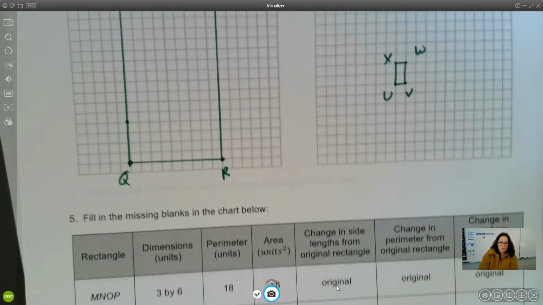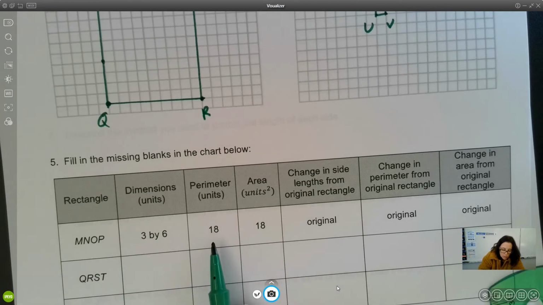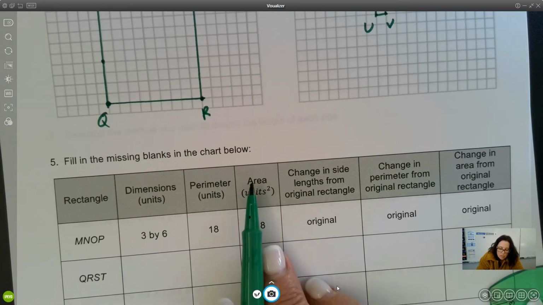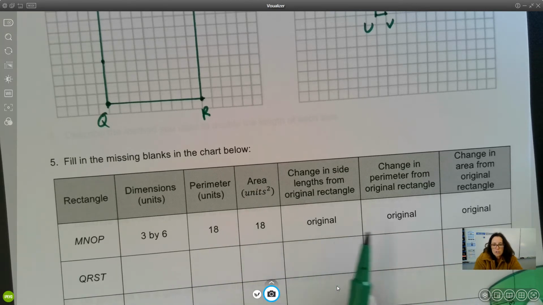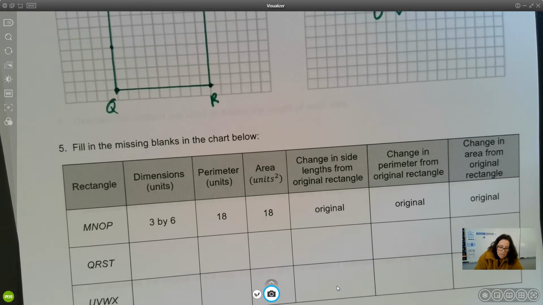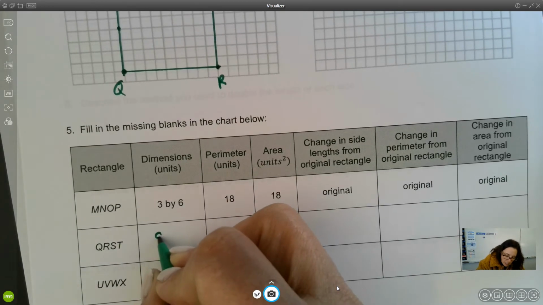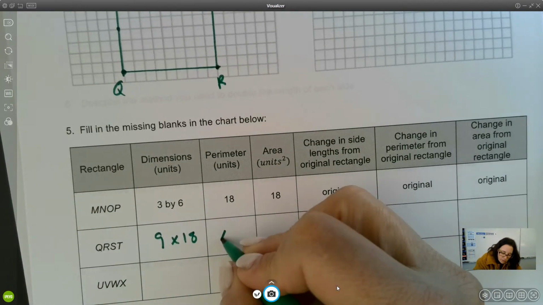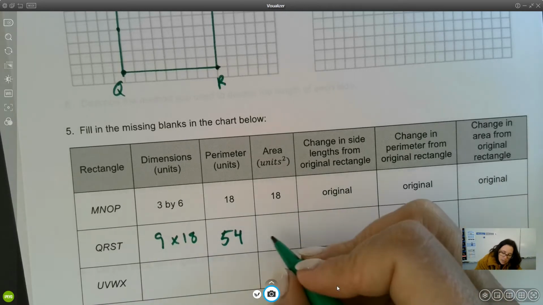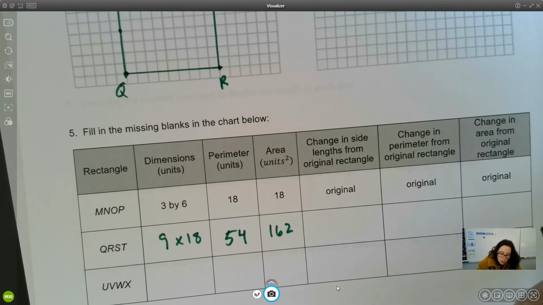All right, let's answer the questions here. So we have our 3x6 MNOP. The perimeter is 18 units. The area is 18 units. And this is the original. So you're either writing a dash in there or you're writing the word original. Now the blown up version ended up being 9x18. The perimeter, if you counted around the whole thing, is 54. And the area, if you multiply the base times the height or the length times the width, is 162.